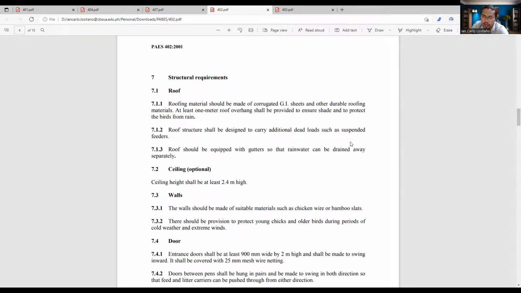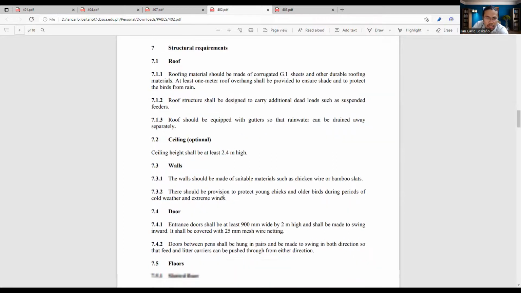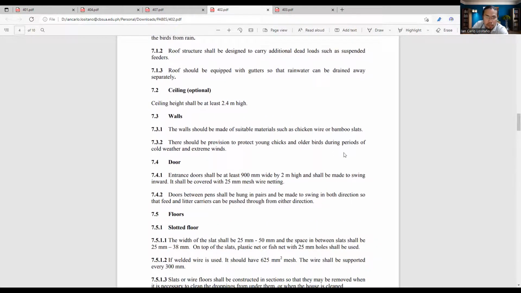feeding of the birds. But if it's going to be manual, then you have your feeders distributed throughout the whole area or space of the building. So ceiling shall be at least 2.4 meters high. The walls, okay, these are recommendatory. You have entrance doors at least 900 millimeters wide by 2 meters high, because this should facilitate the entry of equipment if ever there is a requirement.